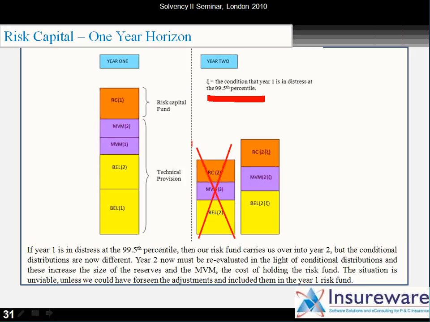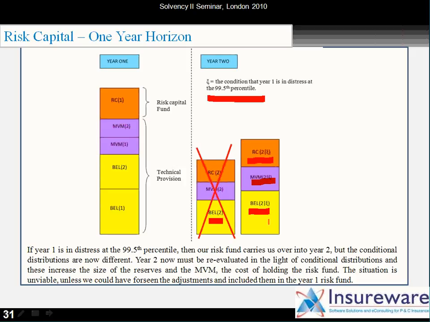So let's now assume the first year's in distress. If the first year is in distress, the mean reserve for the second year is no longer the unconditional mean. If the correlations are positive, this typically would be higher. If the first year is in distress, then the risk capital that you need to raise for the second year is not the same anymore. It's not the same as the unconditional risk capital and the unconditional VAR. So now typically you might have to raise more risk capital. As a result of needing to raise more risk capital, your market value margin will be larger. Okay? The market value margin will be larger.